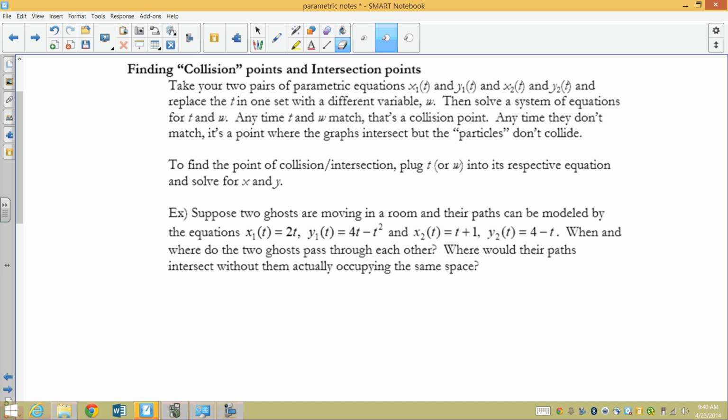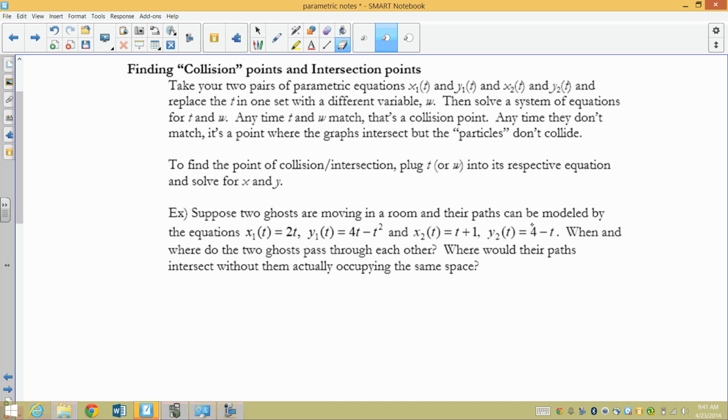And that's why we have parametric equations, because it gives you an idea of where things are and when they are what they are. So if you want to figure out algebraically if things collide versus just their paths crossing, what we can do is have two pairs of parametric equations, x1 and y1 and x2 and y2. You replace them with different variables. So let me give you an example, the one down here.